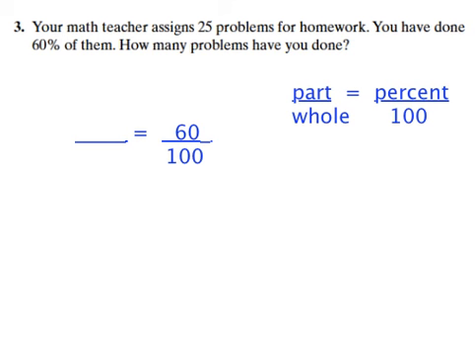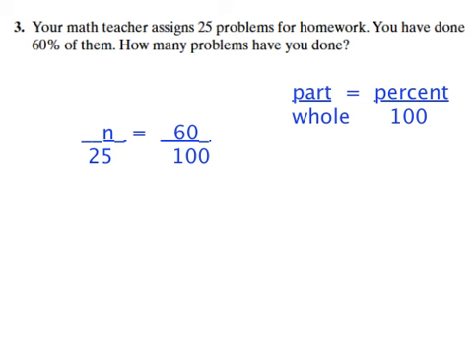Now it says 60% of them. Them is going to be our whole. We have to figure out if we know it. Do we know what them is? Well, them is the 25 problems of homework. You have to use your English skills here. So 25 is going to be our whole, even though it doesn't directly follow the word of. And what we don't know is the part. We have n over 25 equals 60 over 100.